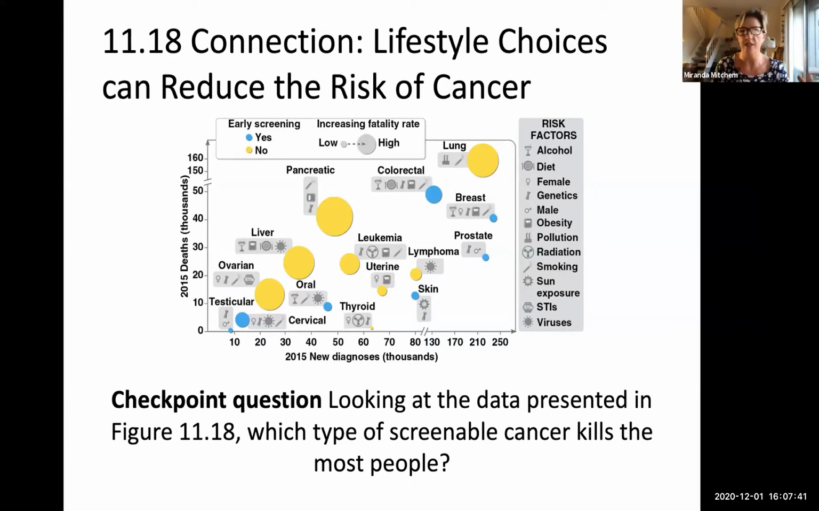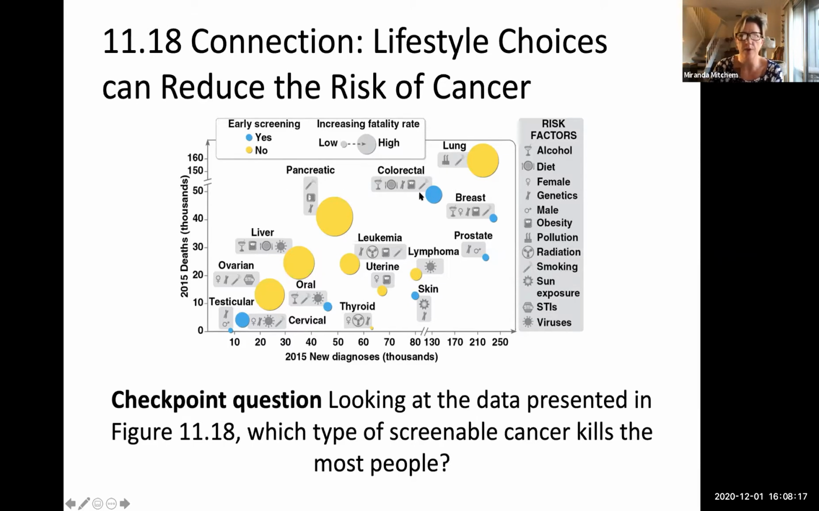Women that have dense breasts are less likely to have the mammogram work for them because the tissue's just too dense to see through, if you will. So they would need another screening tool like an MRI. There are risk factors associated with it, including alcohol, of course, being female, genetic risk factors, and smoking, as well as obesity.